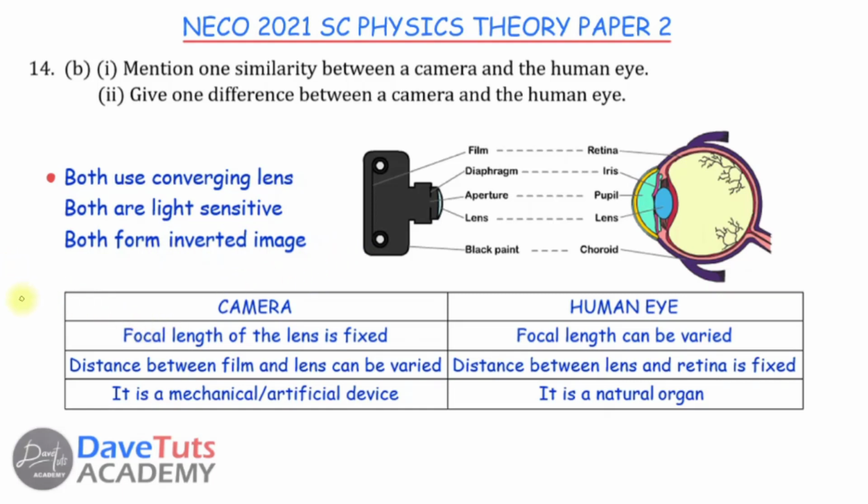Okay, and now for the differences, the camera has a fixed focal length, but the human eye can actually have varied focal length. You can tend to tilt your eye or maybe focus more, so that will affect a little bit the focal length that you eventually form. Now, the distance between the film and lens can be varied, but the distance between the lens and the retina is fixed. There's no way you can change it. It's there and it is as good as it comes. Then of course the camera is a mechanical device, while the human eye is a natural organ. All right.